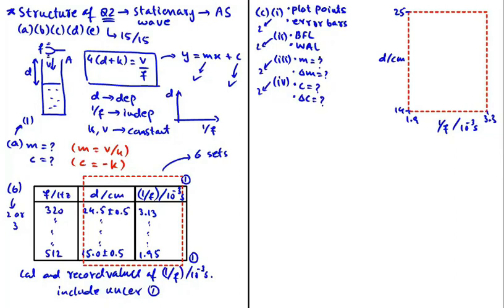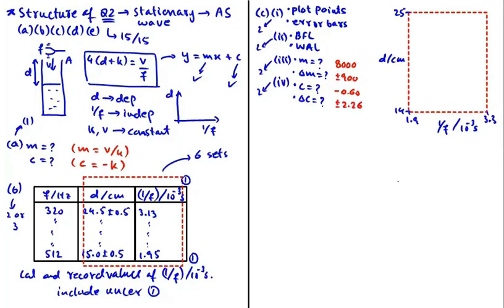Students, I have already determined these values for this question, and this is what I got. The value of gradient of the graph came out to be 8,000. Uncertainty in the value of gradient came out to be plus minus 900. The value of y-intercept of the graph came out to be negative 0.60, and the uncertainty in the y-intercept came out to be plus minus 2.26, right?